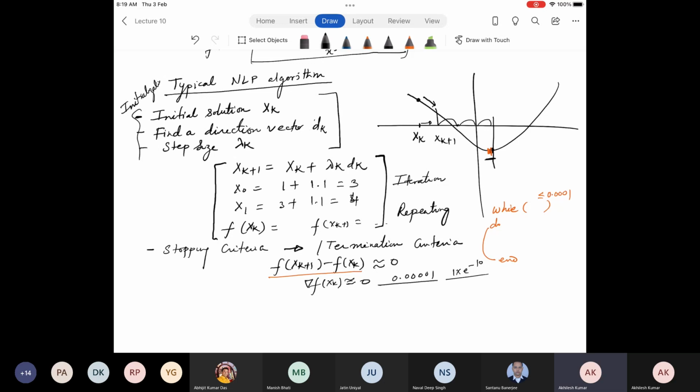So what we really try to solve is finding a step size, how much I should move. If I know how much to move in a particular direction, we can solve it, which boils down to minimizing f of xk plus lambda dk. So how much of a step, and this lambda is very important.